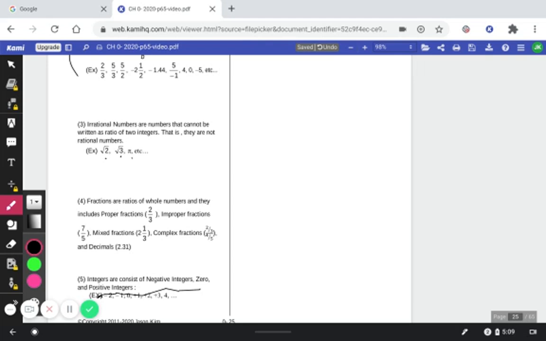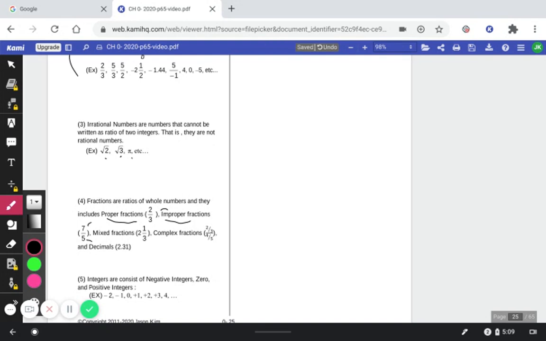In fractions, we have a proper fraction. It's a fraction where the numerator is smaller than the denominator. Now, in contrast to a proper fraction, there is an improper fraction. So im means not proper. So an improper fraction is one where the numerator is bigger than the denominator. That kind of fraction we call an improper fraction.